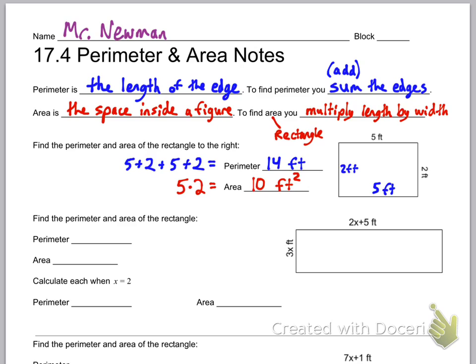Now notice we write that 10 feet squared, but you say 10 square feet. That's because those are the units for area, and we just multiplied feet times feet, so you get feet squared.